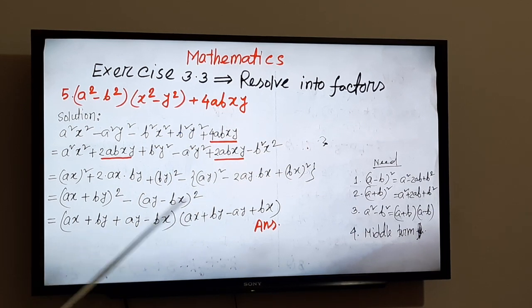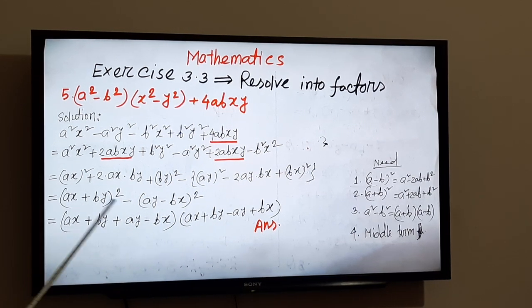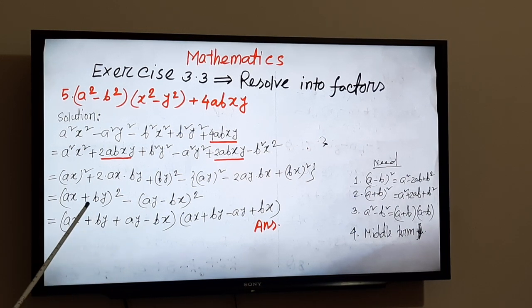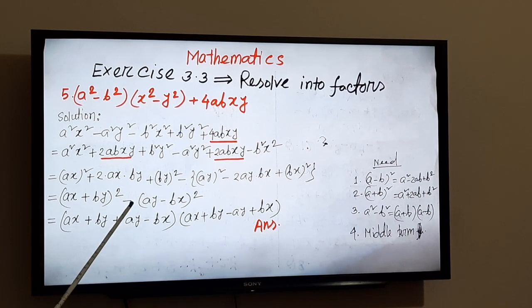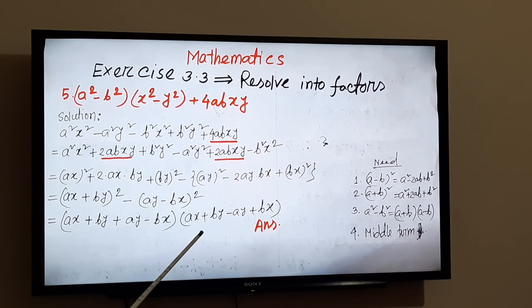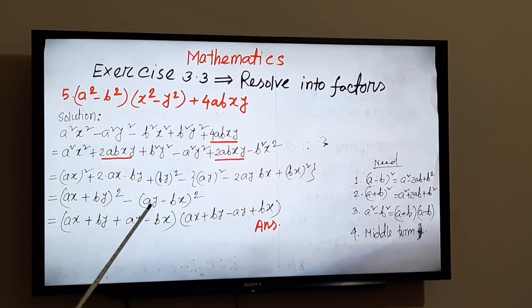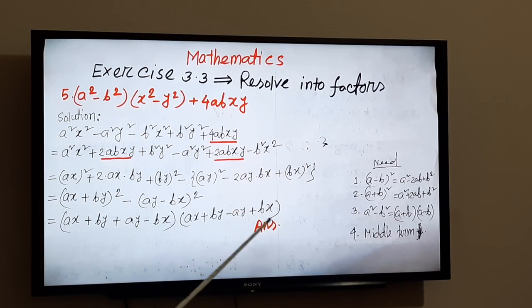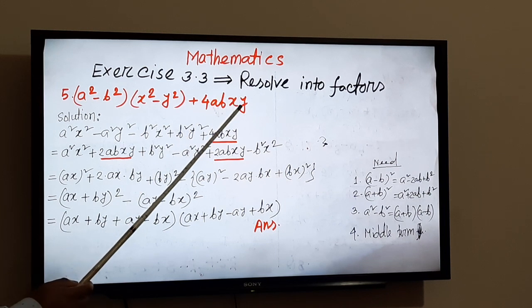Then take this as a and this as b. So a plus b, that is ax plus by plus ay minus bx, into a minus b, that is ax plus by minus ay plus bx. So this is our answer for this expression. Okay, we can observe the second question.